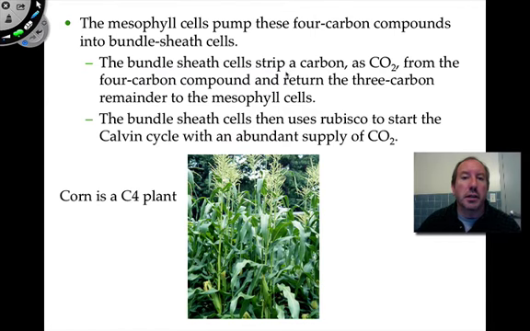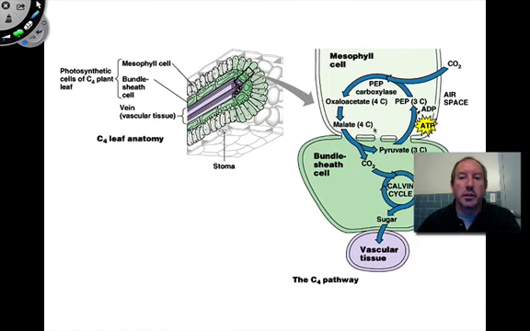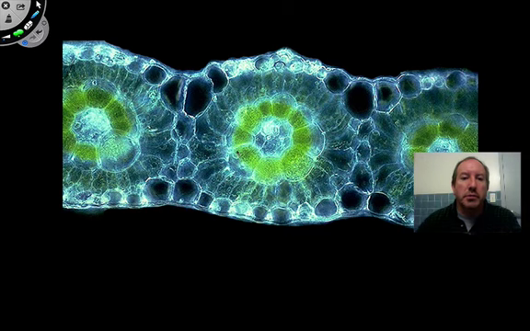So in the bundle sheath, that's where the CO2 is stripped from malic acid to produce pyruvate, and then ultimately CO2 is used by rubisco to start the Calvin cycle when it's in high concentration. And so as you can see here, the mesophyll is not the main site of carbon fixation, but rather the bundle sheath. And if you take a look at this picture, I find this to be really cool right here. This is a cross-section of a C4 plant.